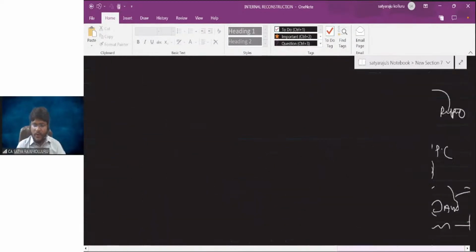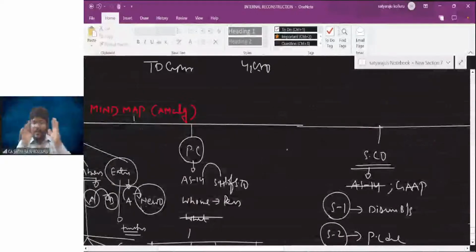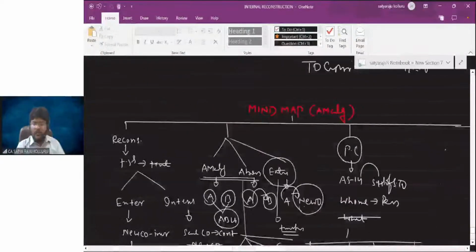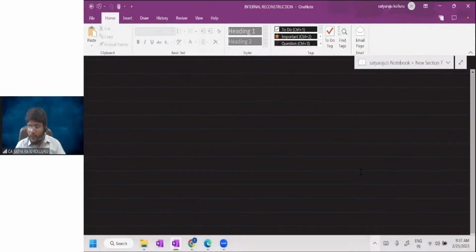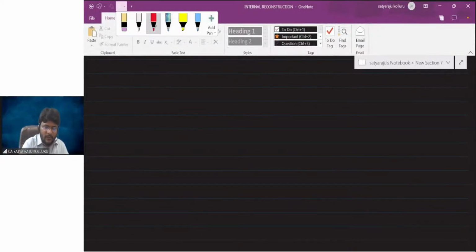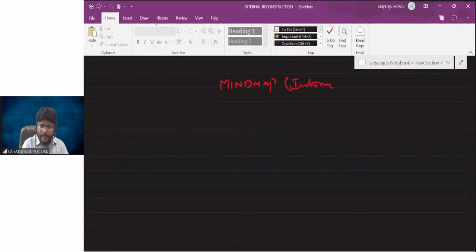This is all related to the amalgamation mind map, guys. So if you are able to recollect this before going to the examination, it is more than enough. Guys, please all of you hold for three more minutes. It will be over. Next is the mind map for internal reconstruction. Sir, in internal reconstruction, what we discussed majorly.